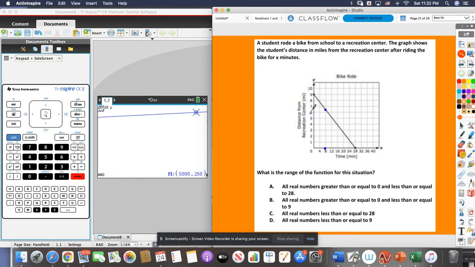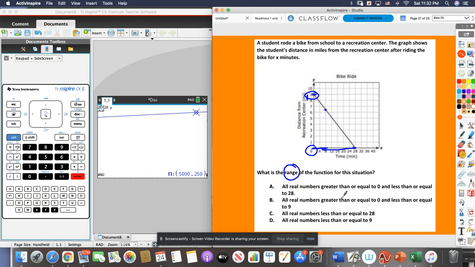In between, I'm 6.5 meters from the recreation center. Okay, so after 8 minutes, I'm 6.5 meters from the recreation center. So I just use the two sides to help me understand what does this graph mean. So it says, what is the range? The range is the height. What's the lowest point? The lowest point's over here at 0. What's the highest point? 9.